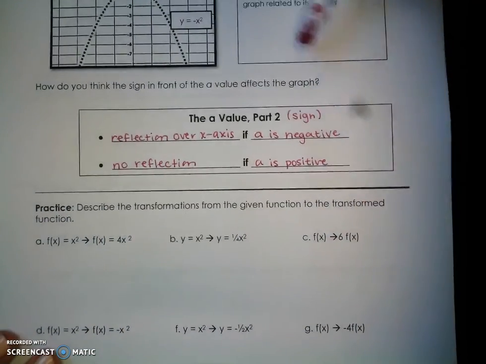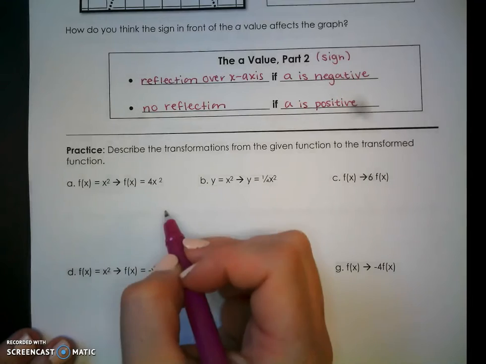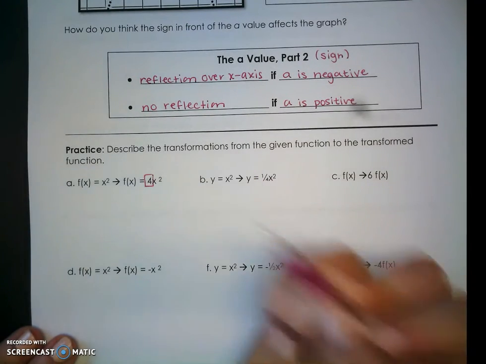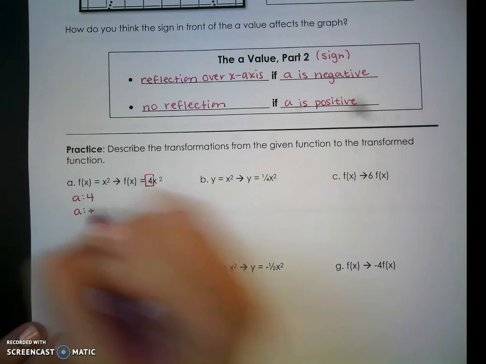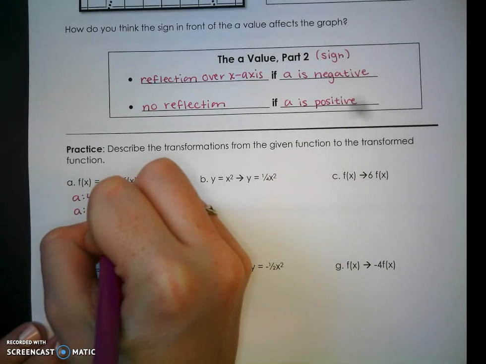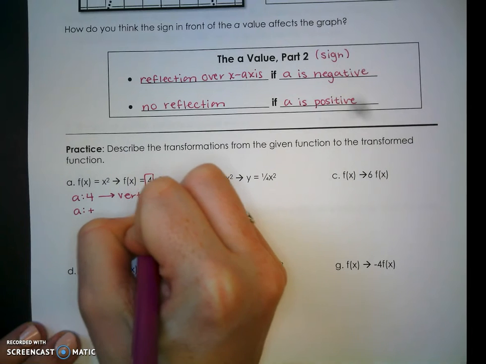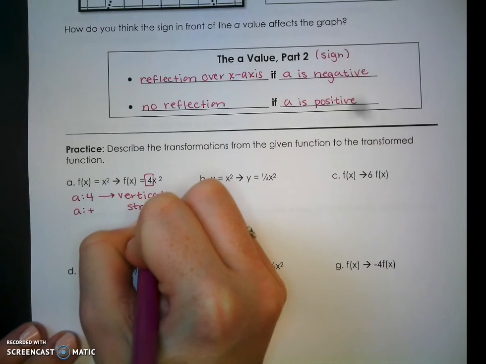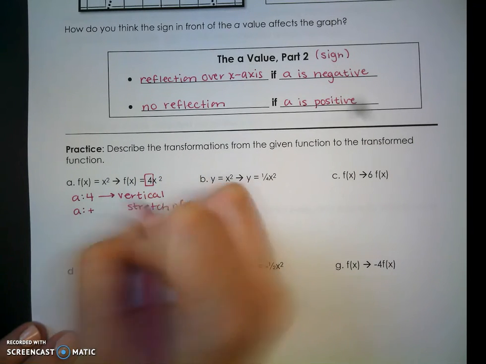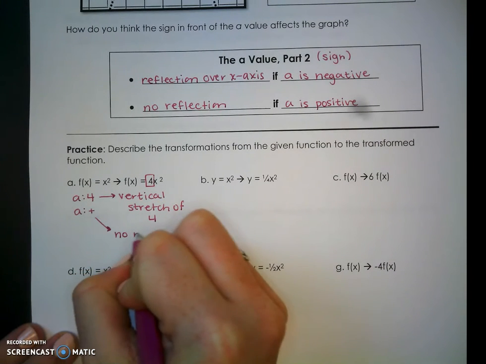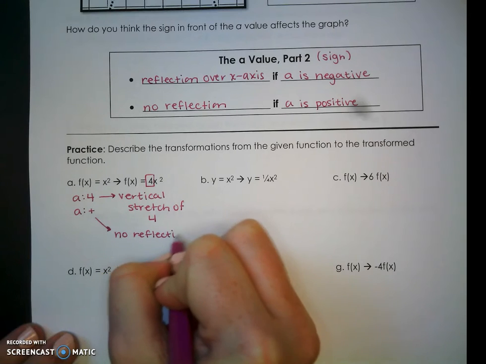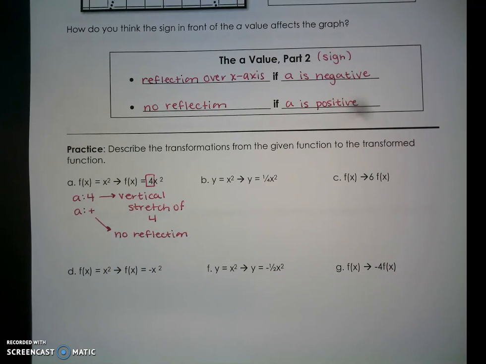So when we look at these examples, our first example, our a is positive 4. So our a is two things. Our a is 4, and our a is positive. So that 4 tells us that there is a vertical stretch of 4. And the fact that it's positive tells us that there is no reflection going on. So again, when you're talking about a, this is the only one where you have to worry about the sign and the number, doing two different things.